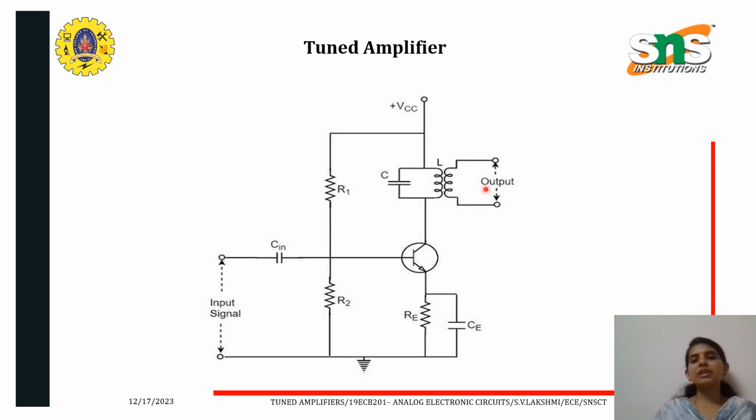So we have the common emitter amplifier circuit here. The input signal is given through the base and the output is obtained from the collector, where we have the tuned circuit, that is the tank circuit, connected at the collector terminal, and the voltage divider bias. The voltage here is divided between two series resistances R1 and R2, and we have the emitter resistance for providing temperature stability for this circuit.